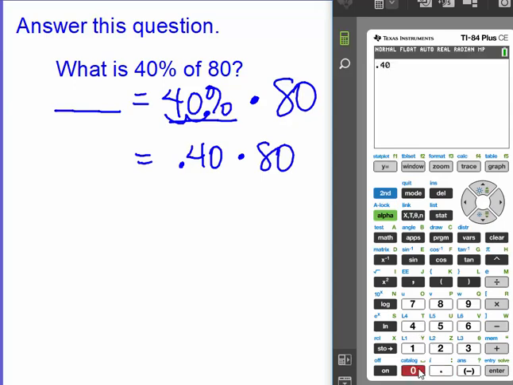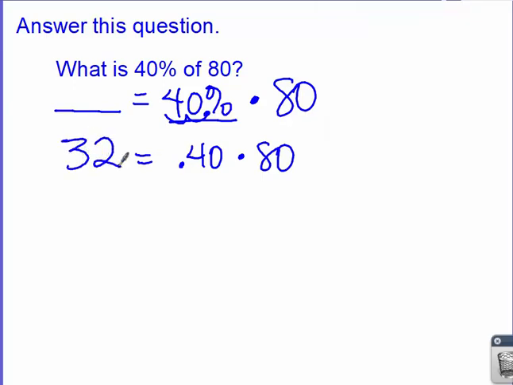0.40 times 80. So what is 40% of 80? 32. So the answer is 32. And that's how we're going to do our problems today. So let's try another one real quick.